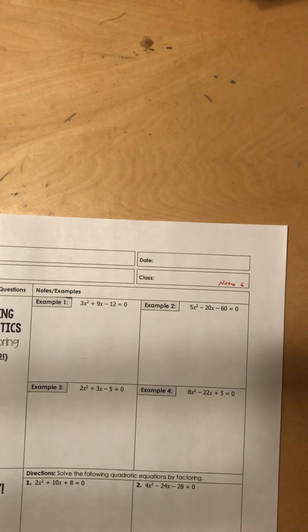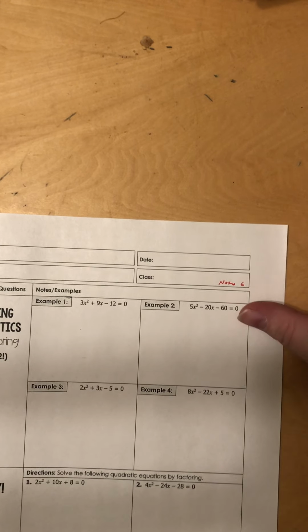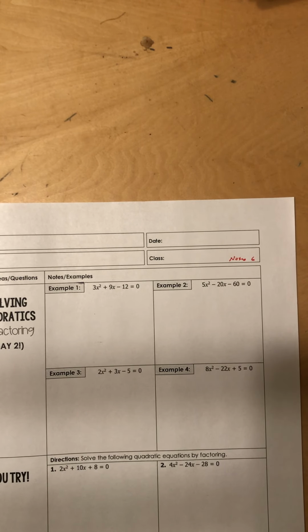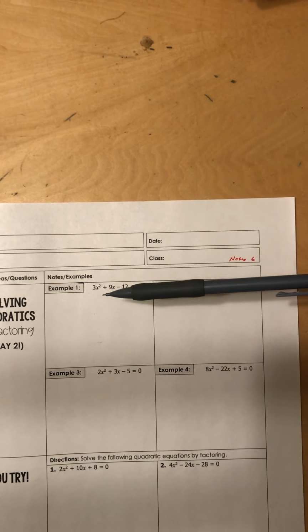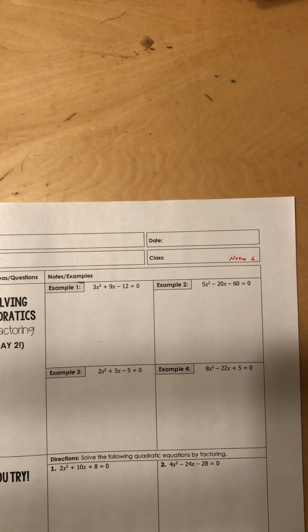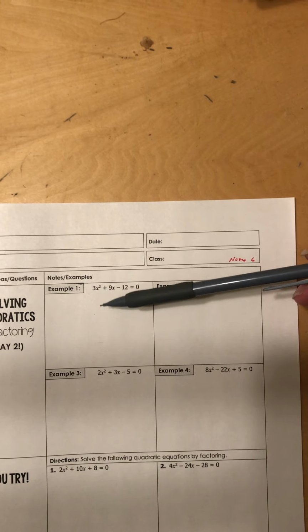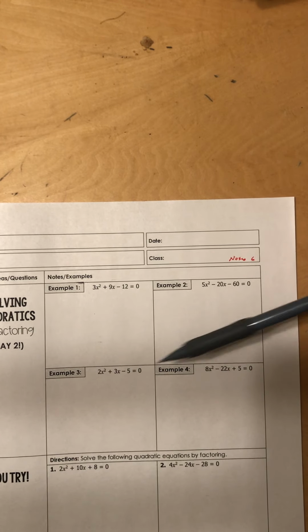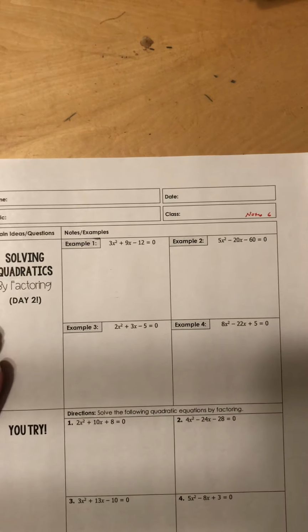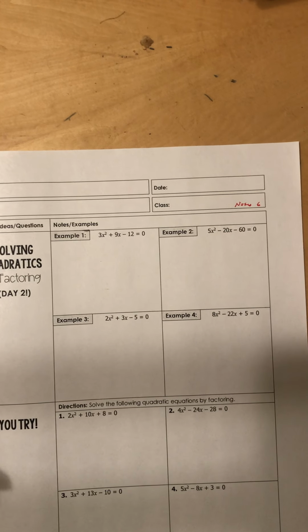Okay, we are going to continue with factoring. But if you can see, these ones are going to be a little bit different. They have a leading coefficient, or an A term, that's greater than 1. So in examples 1 through 4, they have a 3, a 5, a 2, and an 8. So what we're going to do is work with these ones, and they're going to be just a little bit different than they were before.